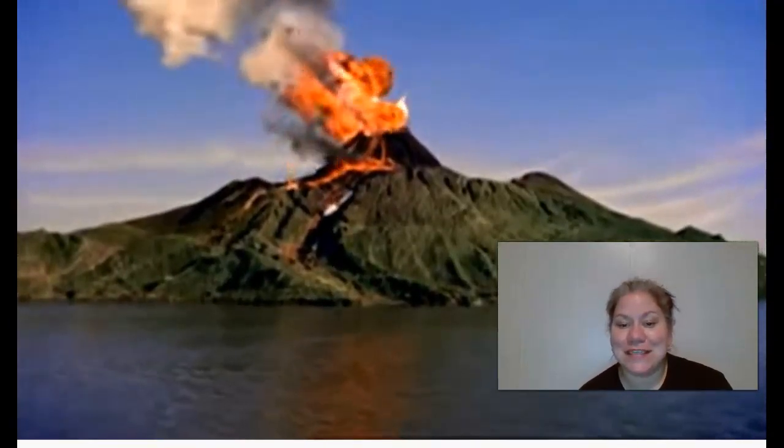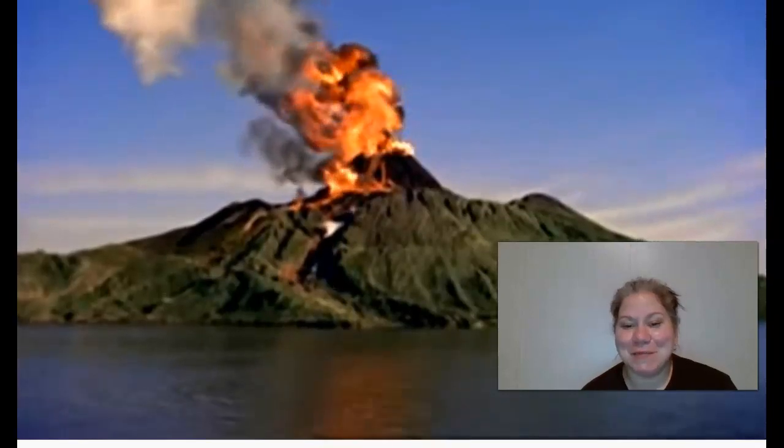I know that I'm enjoying this fantastic view of the volcano instead of looking out my kitchen window.